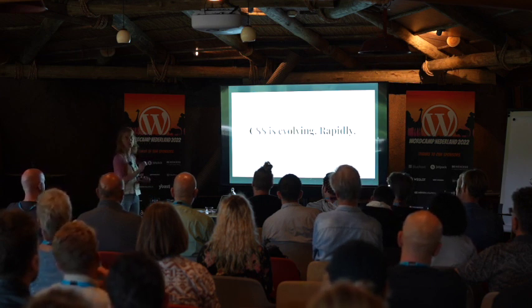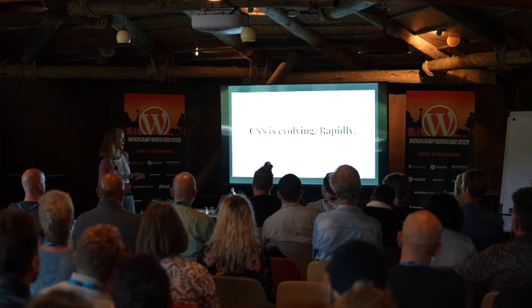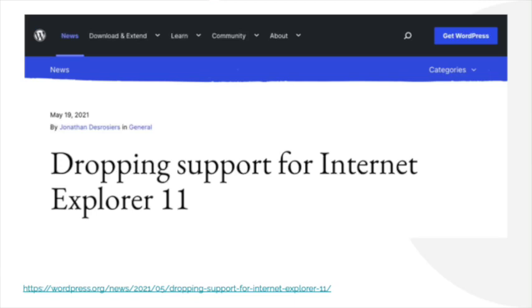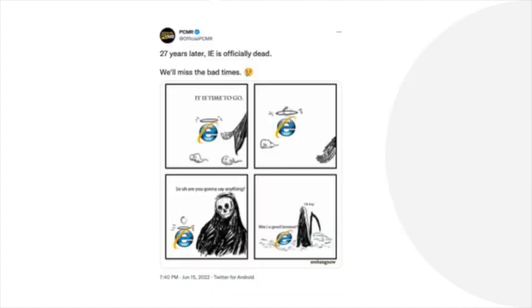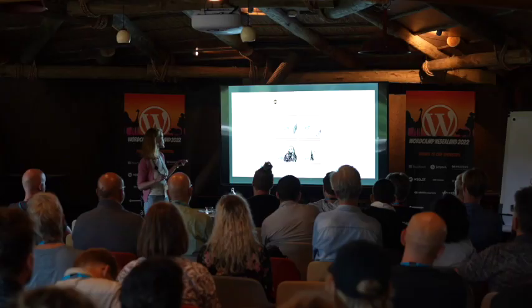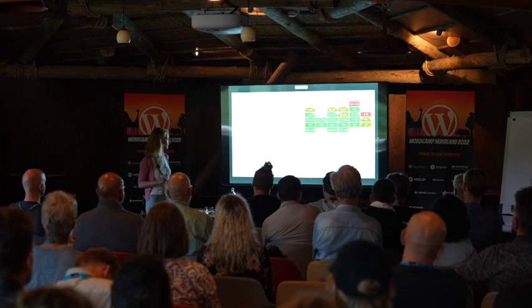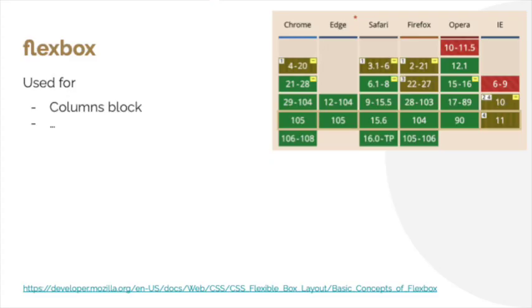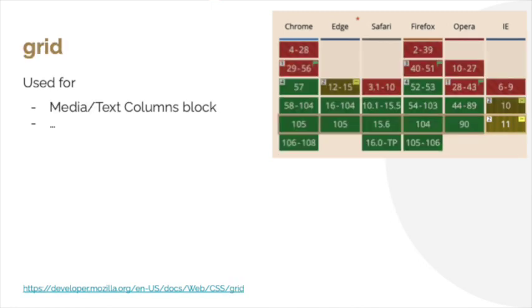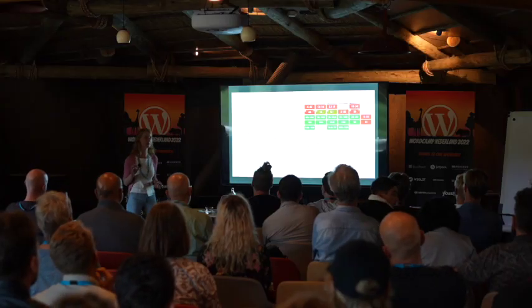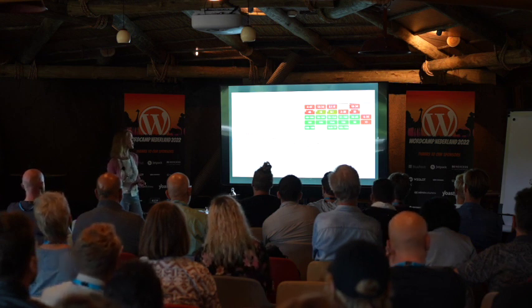So the block editor in WordPress core couldn't dump Internet Explorer either. Last year, in May, finally the official blog post: WordPress is going to drop support. Officially in June, only June this year, Internet Explorer is proclaimed officially dead. So we now can use and can trust things to work with flexbox, with grid, CSS variables, custom properties. Theme JSON relies on it. So before WordPress decided to drop Internet Explorer 11, there was no possibility to use theme JSON with cross-browser compatibility.